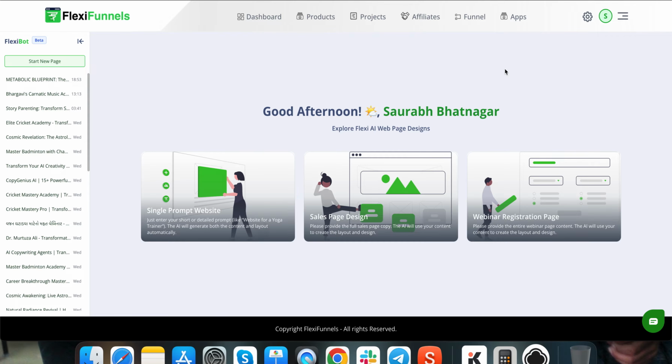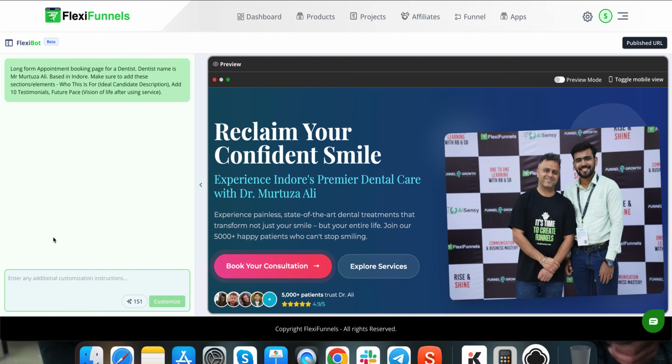So in this whole course we are going to understand everything, the step by step process. Just to show you, for example, this was a demo that I did yesterday, in fact. So for the doctor, I believe, yeah. If you see, this was the prompt: long form appointment booking page for a dentist. Dentist name is this, based in Indore, and also add these sections.